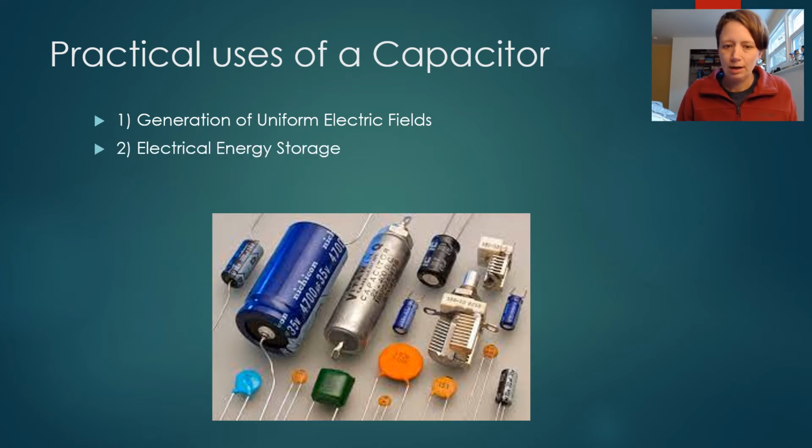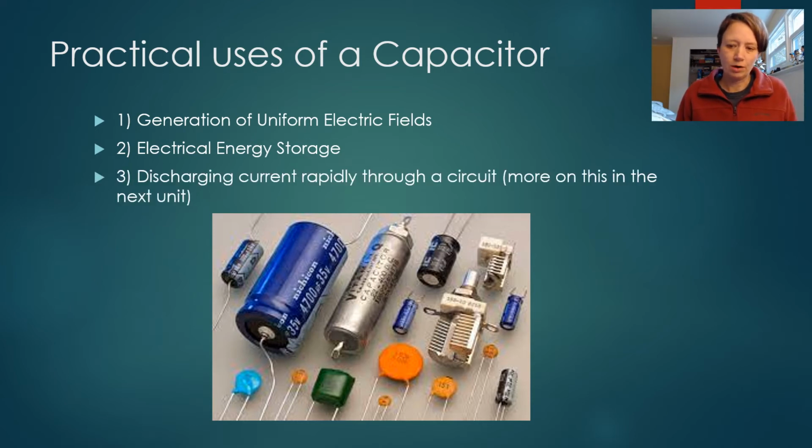Number two, we use them for electrical energy storage, kind of like we store up energy in batteries. We can store up energy in capacitors. But the upside to a capacitor is that capacitors can discharge current much more rapidly than a battery can. So if you need a huge blast of current, capacitors are the way to go. We haven't talked about what current is yet, of course, but you may have a sense. And in any case, we'll get more on this when we get to our next unit.